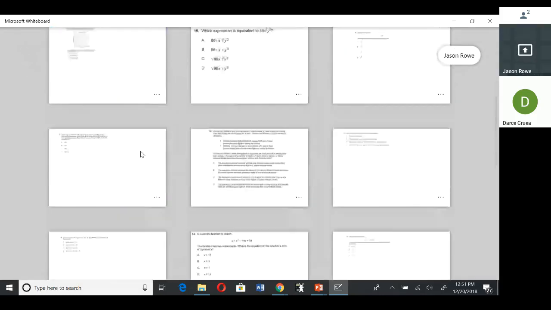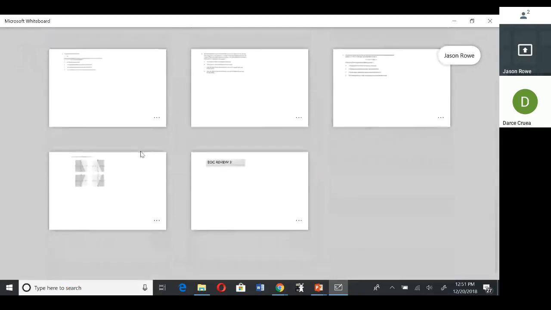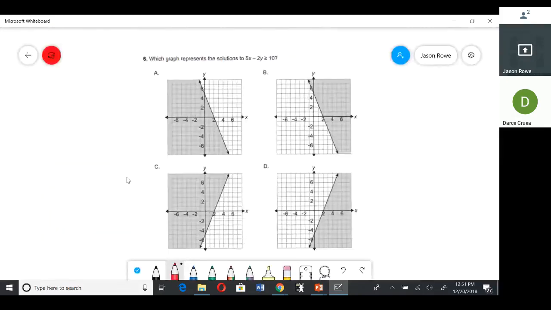Okay, so for those inequalities, you check the shading, you check your slope, check your y-intercept, and check whether your line is solid or dotted. Here we go again. We got another one. This one's in a different form, so we've got some other things that we can try to do here.